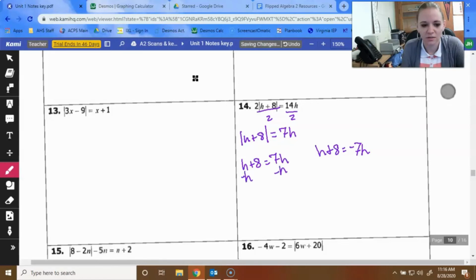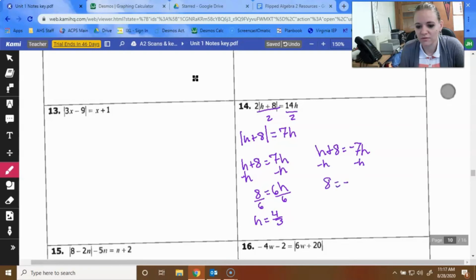So this is a case like it'll start here, number 13. You got x here, so you're going to have to get those together. So that'd be 8 is equal to 6h, divided by 6. h is equal to, let's simplify that, 4/3. Alright, and then here, minus h, 8 is equal to negative 8h, divided by negative 8. And h is equal to negative 1. Alright, so on these ones we need to go back in and make sure that they work.